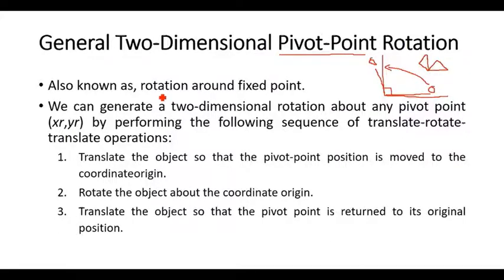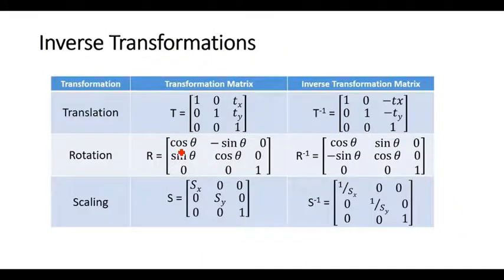Now this operation is also called rotation around a fixed point. It is also called rotation around a pivot point, or pivot point rotation, or fixed point rotation. All these are alternative names that you get to hear, right? So I'll give you an example. This can be achieved. So far we know only one matrix, which would rotate the object around the origin. We don't know how to rotate it with respect to a fixed point, but we know how to rotate the object with respect to the origin, right?